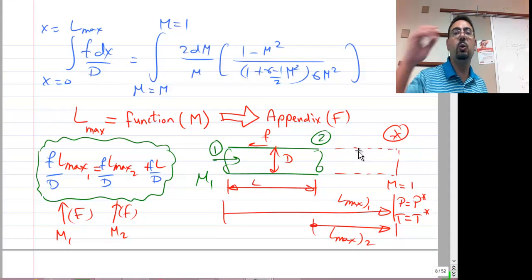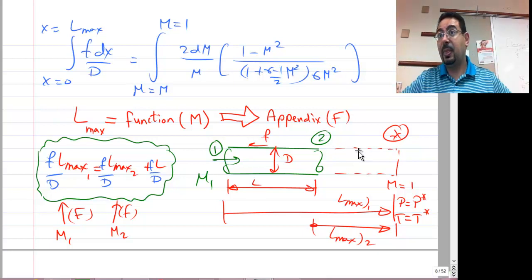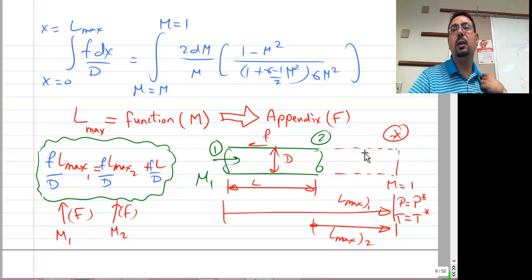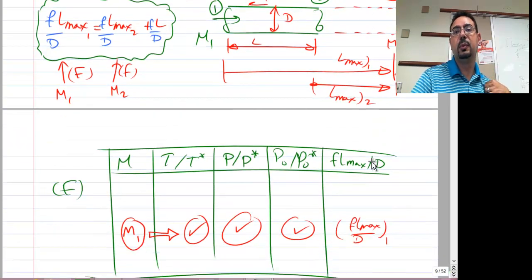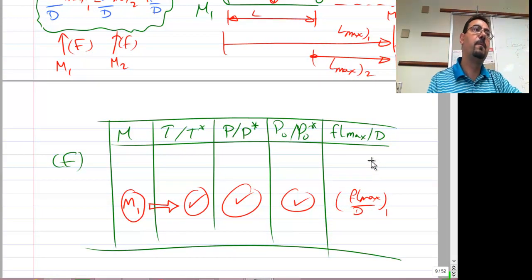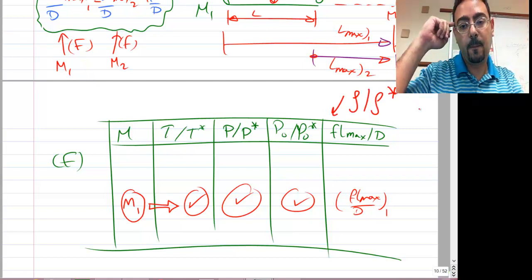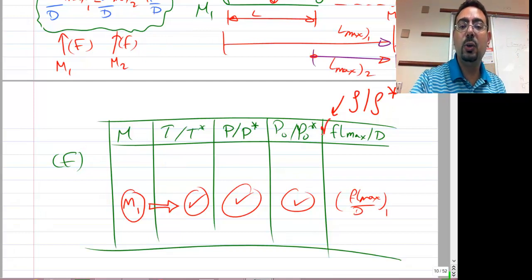So I would like you to open appendix F one more time for me. And let's read what is in the appendix. So what do you see there? Numbers. Yeah, but the legend. Tell me the legend. The Mach number, right? T over T star. And then? P0 over P0 star. And? Rho, there's rho here. Let me put the rho. So there is rho over rho star. All right. So those are the columns that we have.